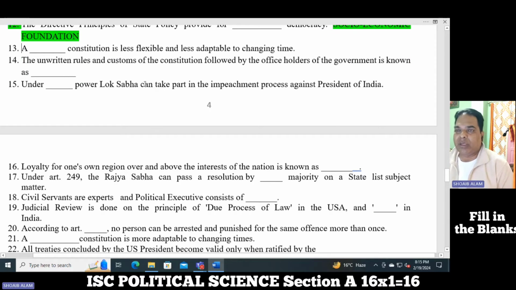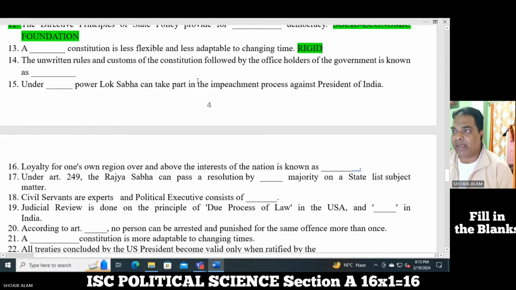Okay. Now, dash constitution is less flexible and less adaptable to changing times. So what type of constitution? So definitely it will be rigid. A dash constitution is less flexible and less adaptable to changing times. So it is rigid. Rigid constitution.